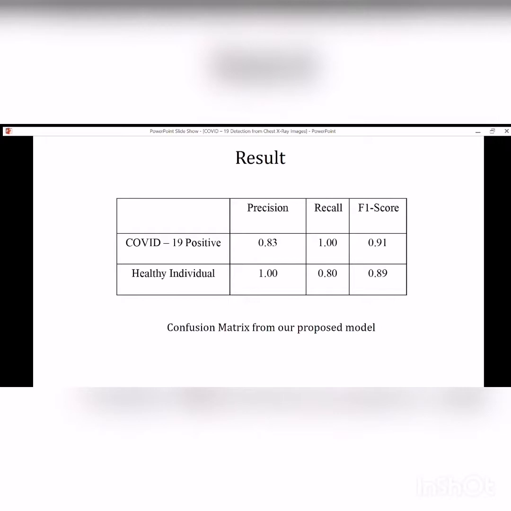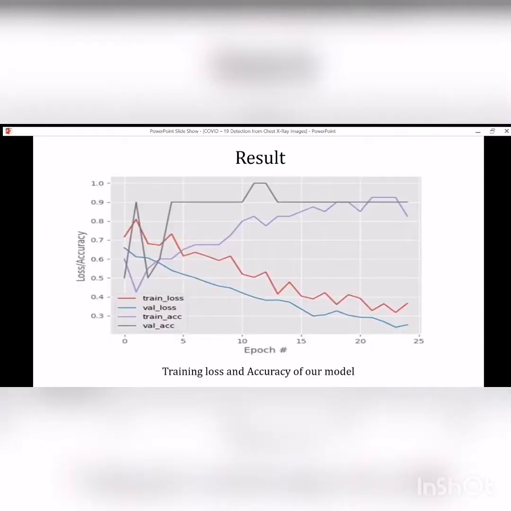Coming to the results, we obtained a very high precision, which meant that whenever the model detected someone to be COVID positive, there is a good possibility that it would be clinically correlated to be positive as well. A high recall we obtained, which meant that the model had performed very well on the classification task. Similar was the F1 score, which was high, meaning we did a better classification.